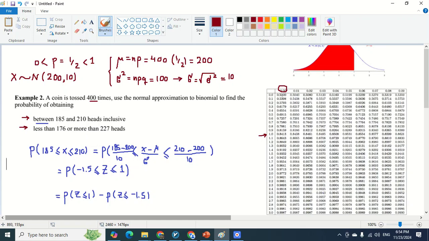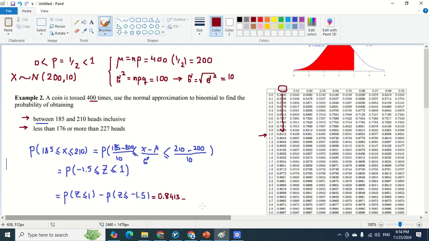So the intersection of these two values gives us 0.8413. So we will write 0.8413 as the value for this probability, minus the probability of z less than minus 1.5.